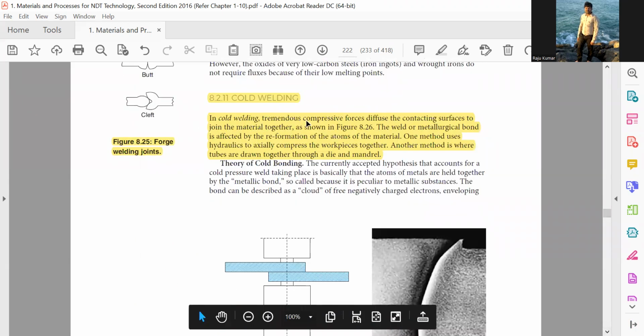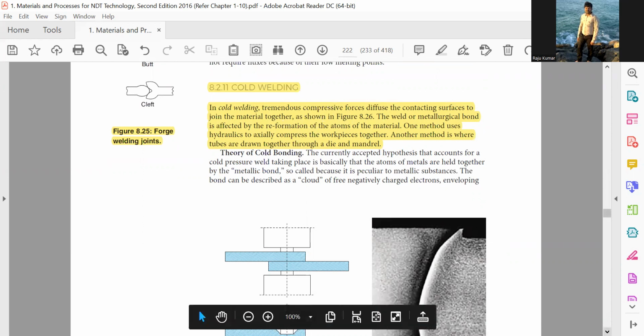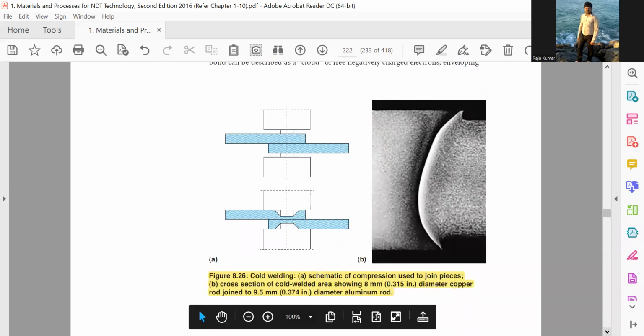Cold welding. In cold welding, tremendous compressive force diffuses the contacting surfaces to join the materials together. This is cold welding.